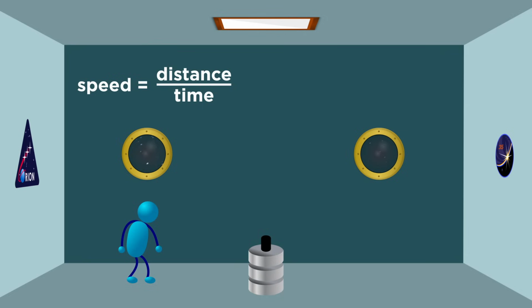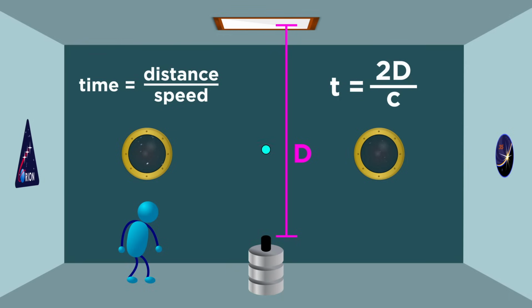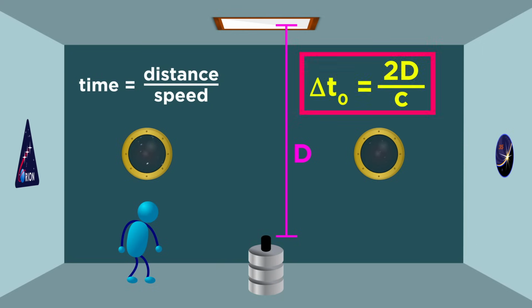For the astronaut, it's easy to tell how long it takes for the light to make the trip. If speed is distance over time, then time is distance over speed. So it's just twice the distance between the device and the mirror to get there and back, divided by the speed of light, or 2d over c. Let's call this time interval delta t 0.